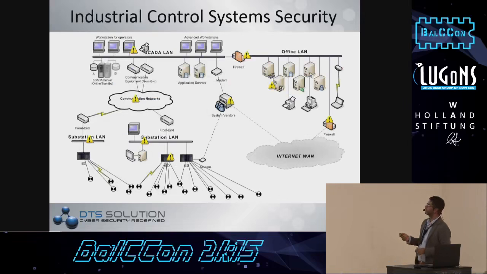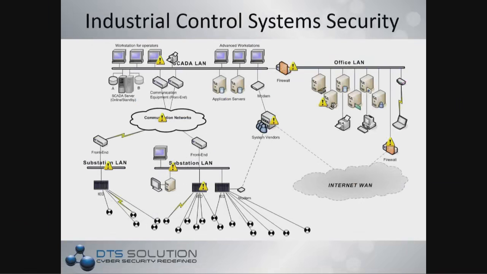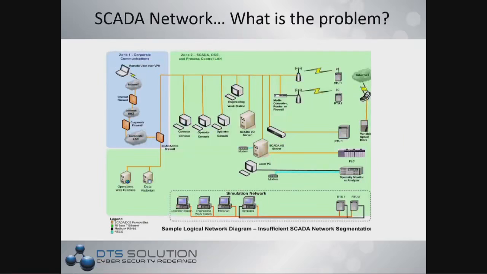So typically, this is what a control systems network looks like, right? You have, for example, your SCADA LAN, one single broadcast domain connected to your SCADA servers, communication networks, application servers, probably a firewall that breaks the communication to the office LAN, and then you have an MPLS network that connects to your substation LANs, etc., right? So, who can identify something unusual here? What's the problem? From a security architecture perspective.